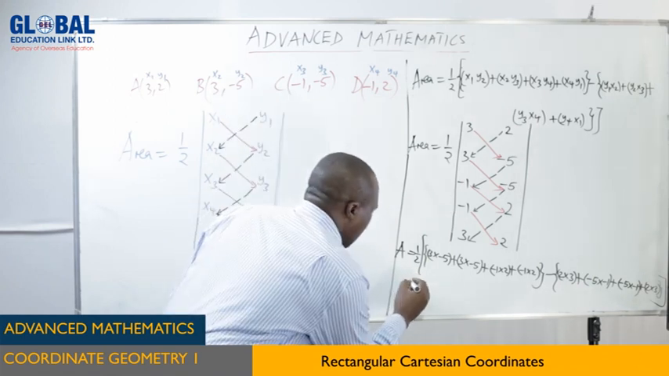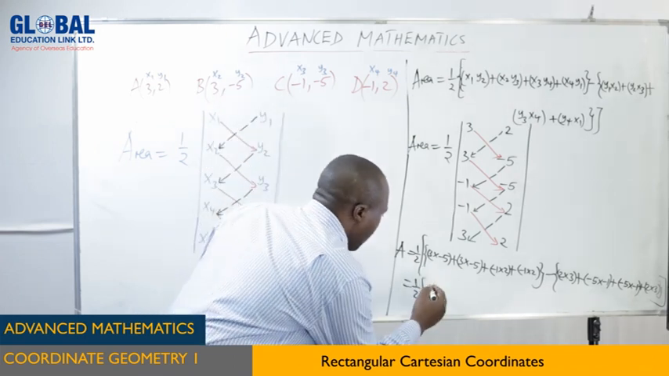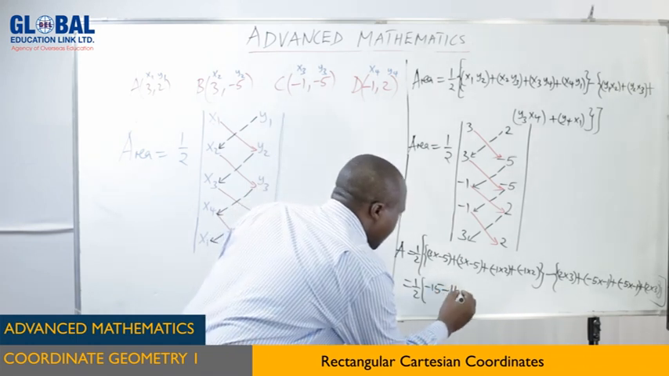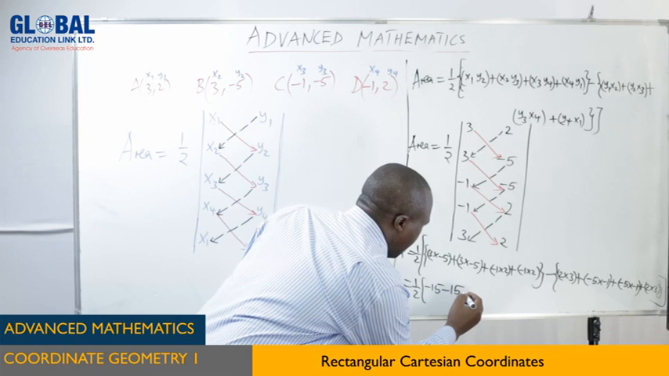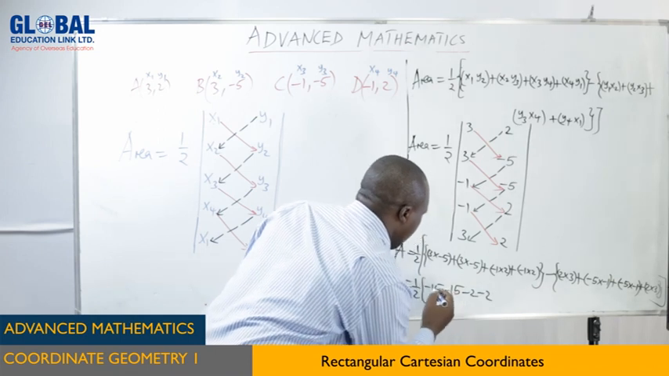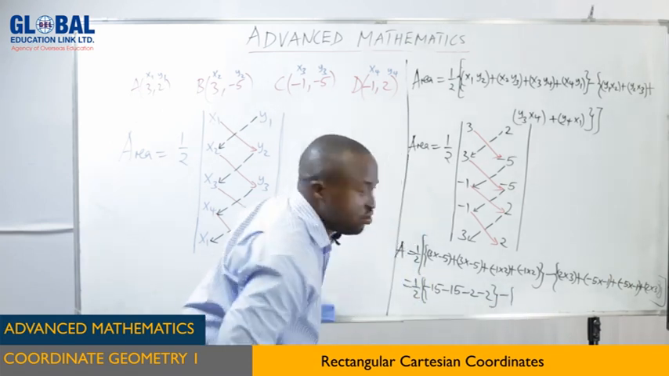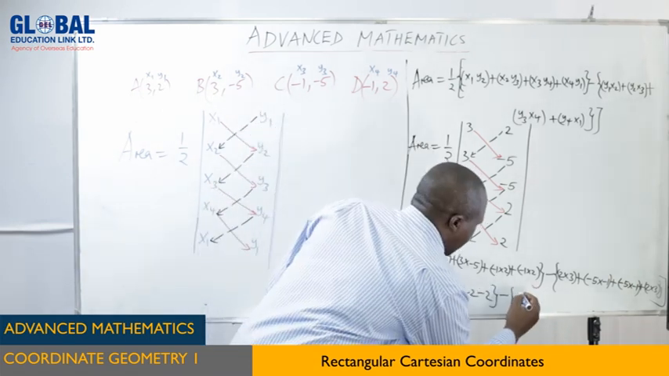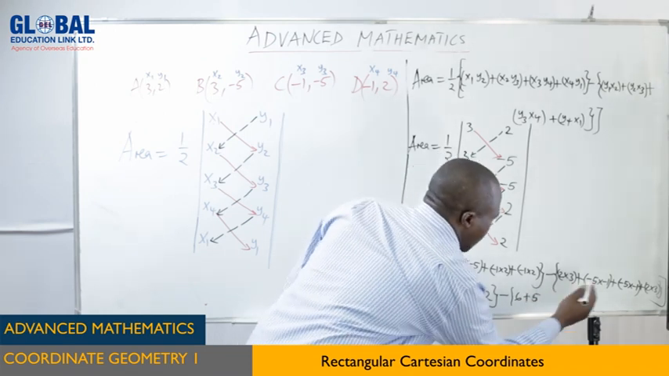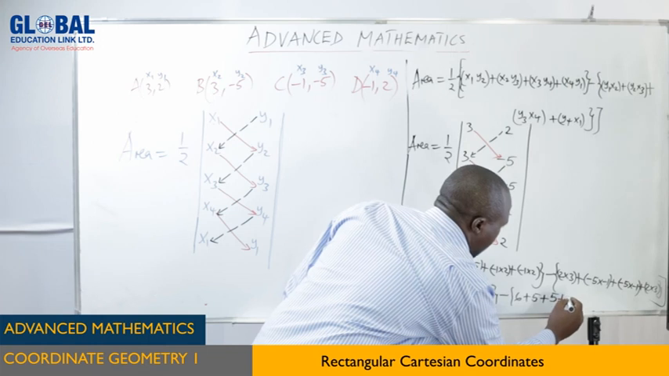So area of a rectangle will be equals to a half bracket of, we have 3 times negative 5, that is negative 15. Again, we have negative 15, and negative 2, that is negative 1 times 2. Again, we have negative 2. This one minus, we have 2 times 3, that is 6. Then we have negative 5, negative 1, that is 5. Then again, negative 5, negative 1, that is plus 5. Then plus 6.